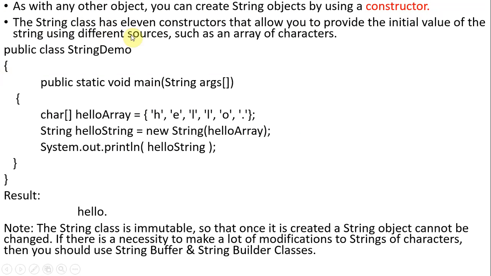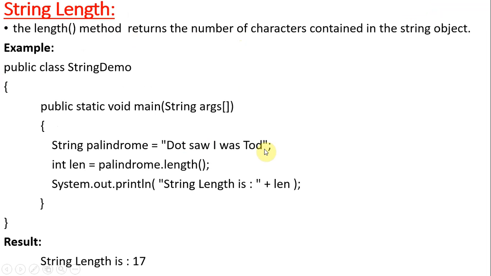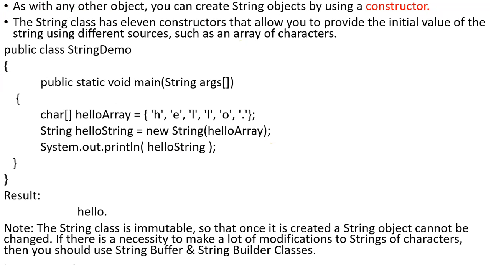The String class has 11 constructors, which means the parameter list may change. It is constructor overloading. We have 11 constructors that allow you to provide the initial value of the string using different sources, such as an array of characters. We don't want to discuss all those. The simple thing is, we can create a string by using a constructor also. Here is an example: class name, main method, character array. The character array we are passing to the string object hello string, so we are printing hello string, and the result will come here.